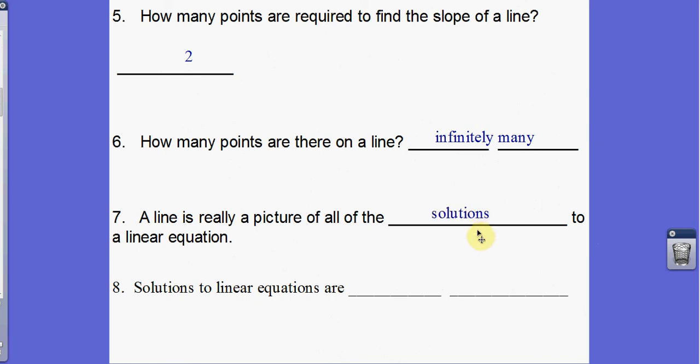What is a line? Well, it's a picture of all of the solutions to a linear equation. And what are solutions? They are ordered pairs. Okay, so those are all things that we need to know about a line and slope. To get slope, we need 2 points. There are actually infinitely many points on a line. The line itself is a picture of all of the solutions to a linear equation, and the solutions are ordered pairs.